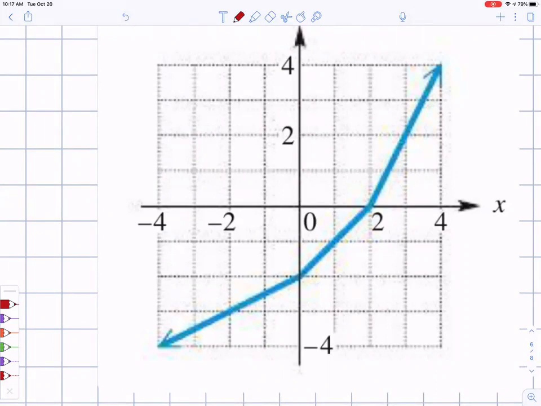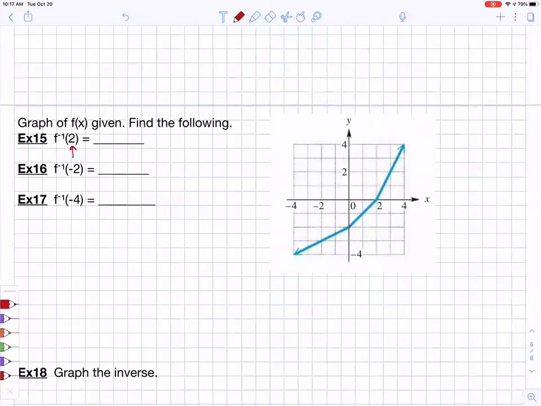Let me say it again. When the Y value is 2, remember this is the Y value. Normally with f of x, we're looking at the x value first, right? But this is f inverse, so we're looking at the Y value of 2. The Y value of 2 is right here. Go find on the blue graph what's the X value that corresponds with the Y value of 2. It's 3.